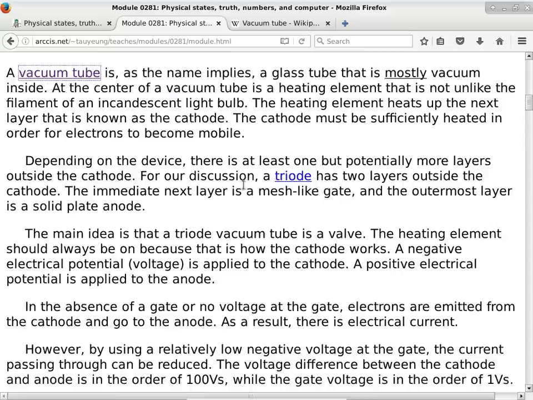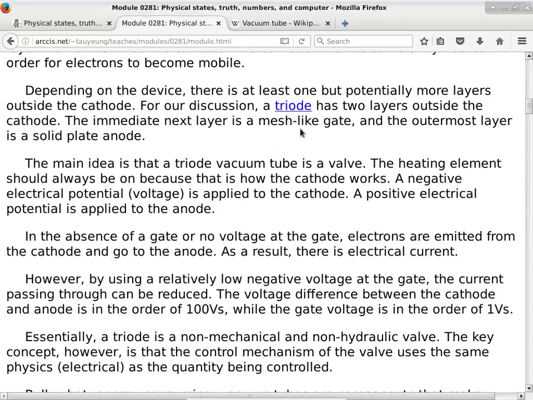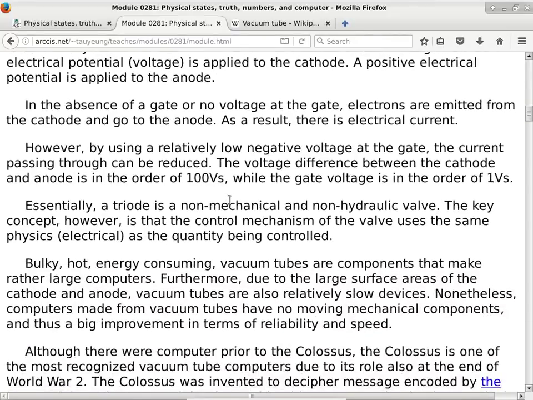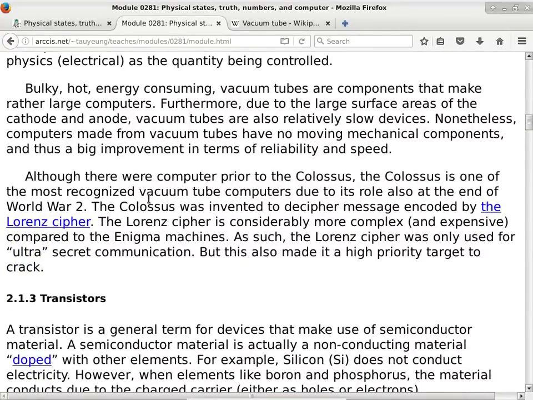I'm not going to ask you to talk about the mechanism, like what is a triode of a vacuum tube, but the bottom line is, they're kind of cool, and they were actually in use already at the end of World War II. Once again, it is for deciphering messages, but this time it is for deciphering messages that were encoded by the Lorenz cipher, which is a different cipher compared to the Enigma cipher.